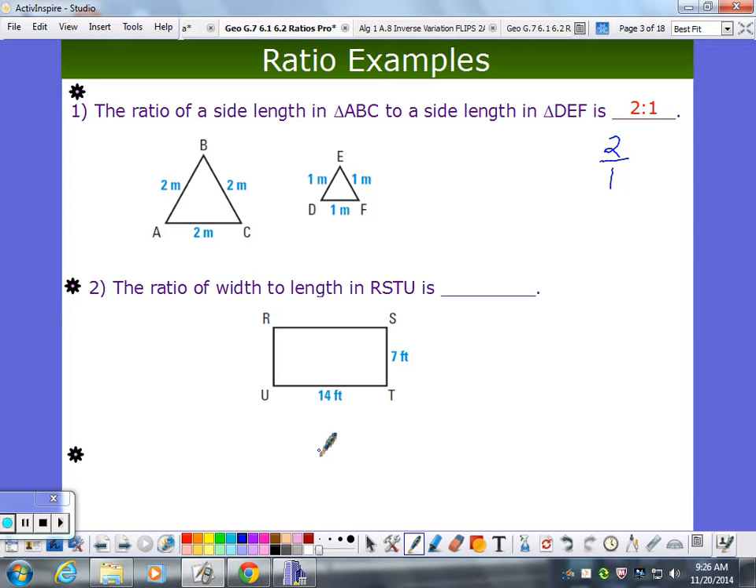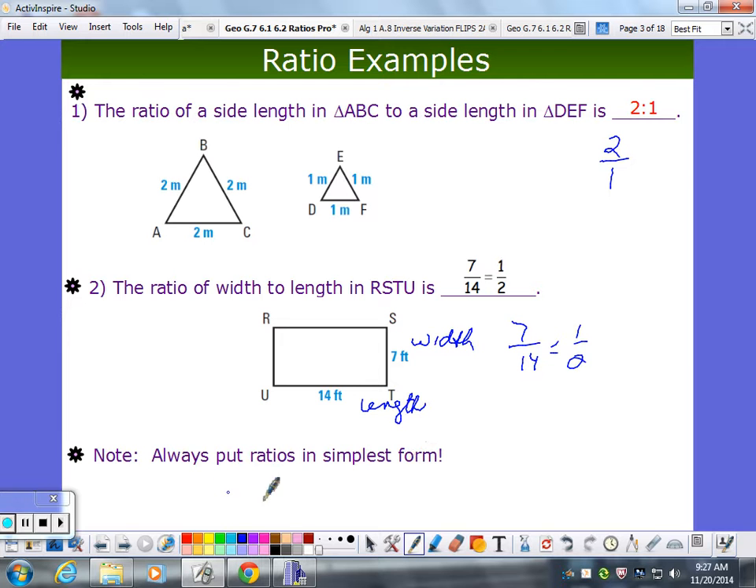The ratio of width to length in this quadrilateral RSTU, width to length. Which one's width and which one's length? What do you think, Amanda? 1 to 2. Okay, 1 to 2. Explain why. Because the shorter side is the width and the longer side is the length. And that would be 7 to 14 at first, but then we can divide to 1 to 2. Good. That's exactly correct.